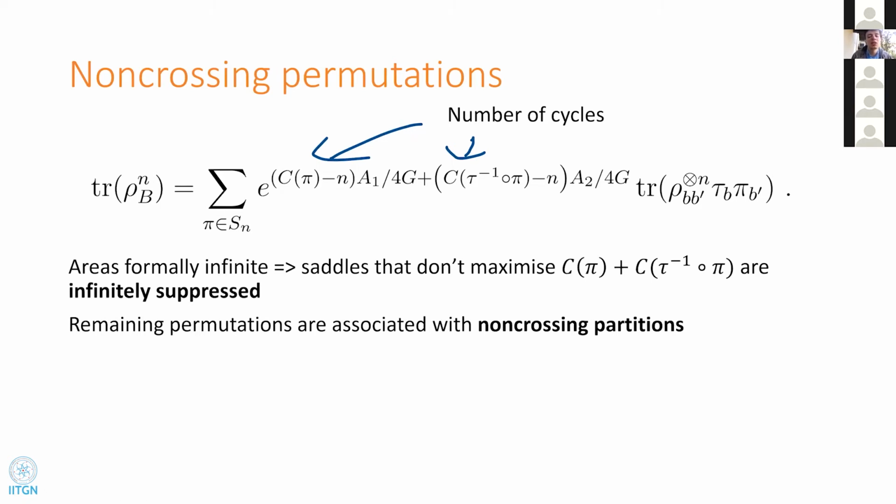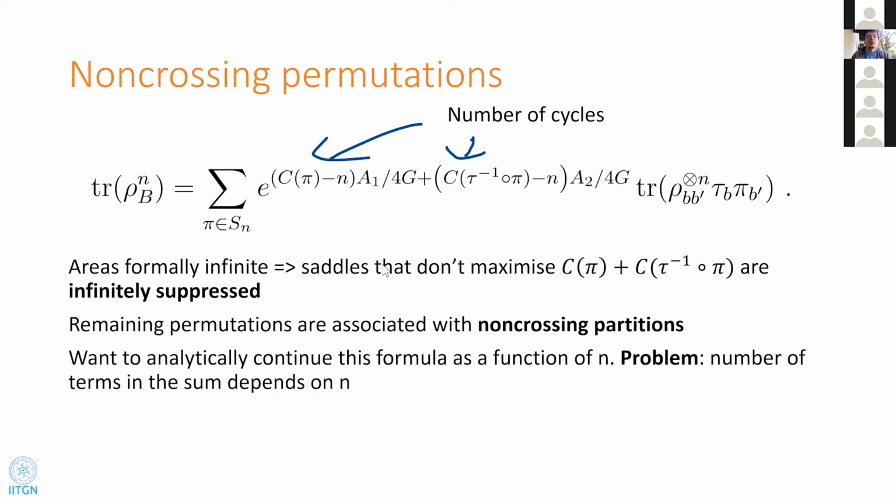The remaining permutations that do maximize that sum are in one-to-one correspondence with what are called non-crossing partitions of a disk. I'm not really going to get into what that is, but the key point is that it's just some subset of permutations that we can call non-crossing permutations.